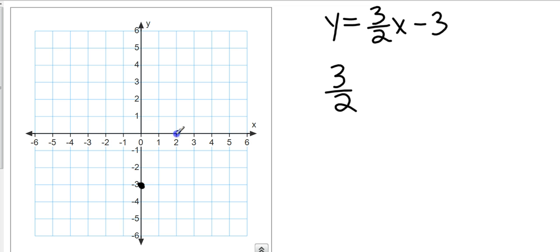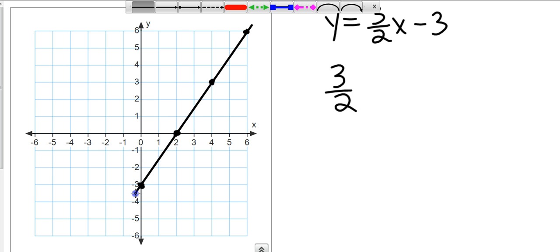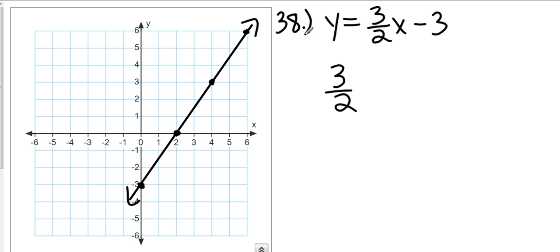1, 2, 3, 1, 2. 3, 1, 2. 1, 2. All right, so that's what it looks like. All right, there's my graph of y equals 3 halves x minus 3. Again, y-intercept of negative 3, slope up 3 and to the right 2. Okay, that was number 38. Sorry, I didn't put that number up there. All right, let's look at 39.